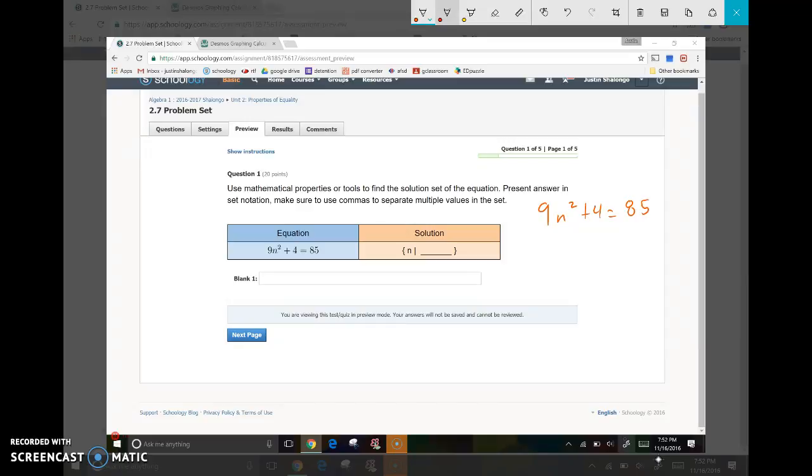Again, the first step is always to determine the variable side and the number side, and then simplify. So step 1 is number side, variable side, and then step 2 is to simplify. When we simplify, we're looking to distribute or combine like terms. There's nothing to simplify on either side. So we can go ahead and start solving using our equality properties.